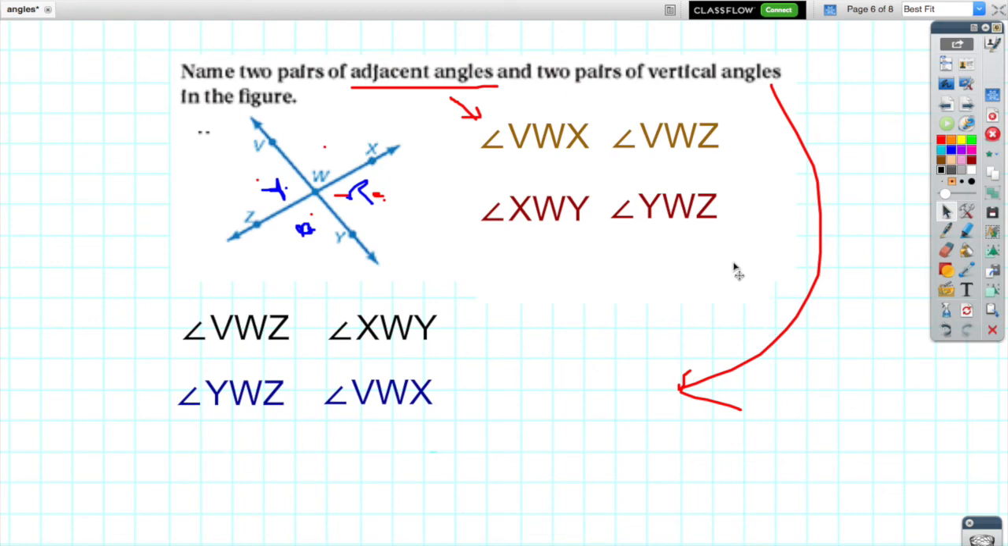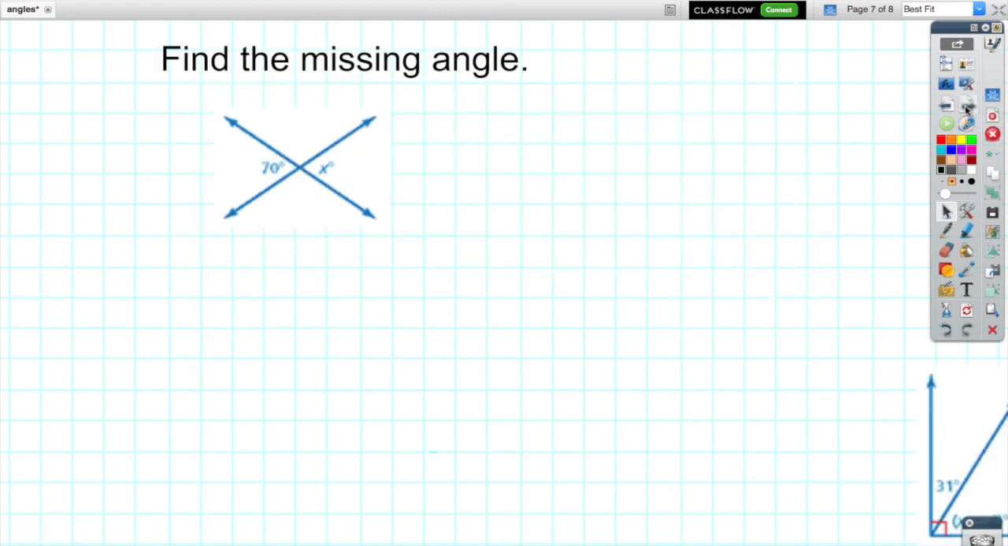Alright, so let's take a look how we might actually do some figuring out here. Let's combine algebra and geometry in these next couple examples. Alright, so here's a problem similar to the work you might do. Find the missing angle. So here I've got a picture of 2 intersecting lines. One angle 70 degrees, the other angle's x. Our job is to figure out what x is based on some of the information we just learned.